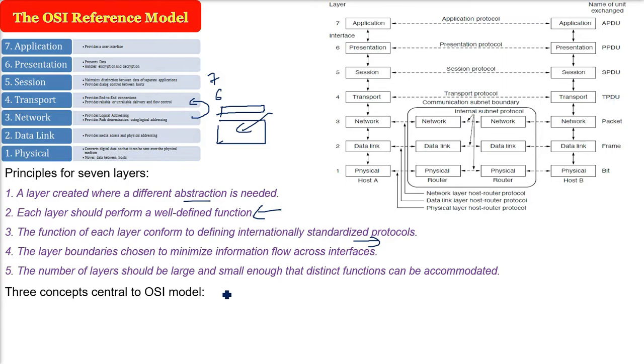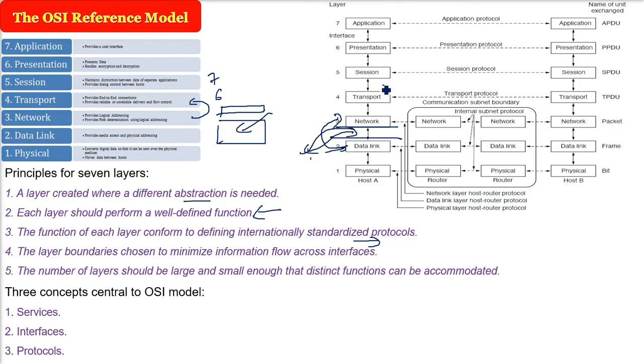So in the OSI layers, 3 important concepts are there: services, interfaces, and protocol. Services are all the primitives, operations or functions that the lower level gives to the upper layer. Interface is a virtual concept between two layers that you can change anytime if new technology comes. So no need to change the layer content, but just change the interfacing content if new technology or new protocols come.